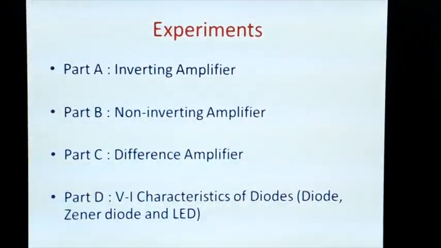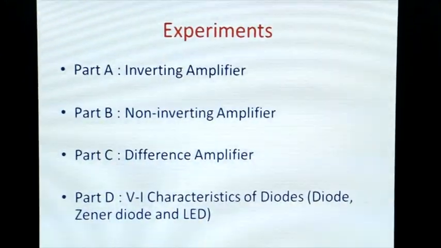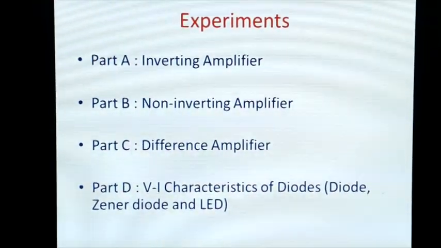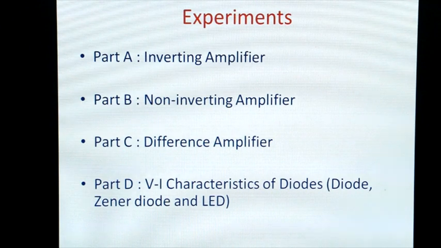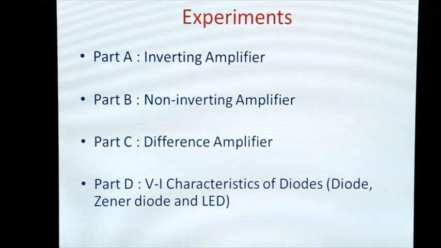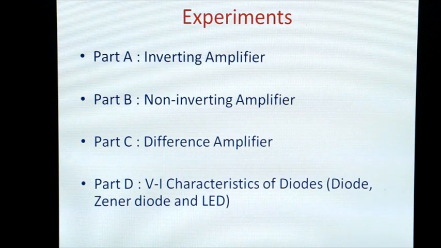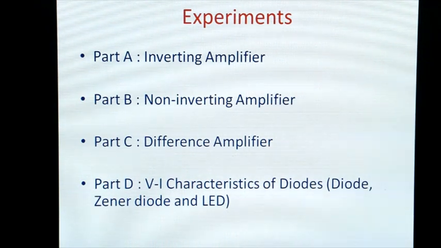The first part will be on inverting amplifier. The second part, part B, will be on non-inverting amplifier. Part C will be on difference amplifier, and in part D we will see an application of difference amplifier where we will plot the VI characteristics of a diode, a zener diode and an LED using our difference amplifier. So right now we will see part A, the inverting amplifier.